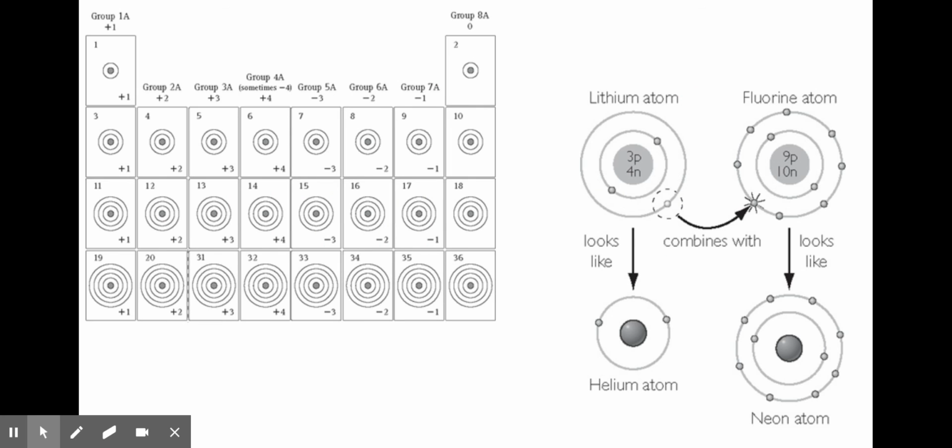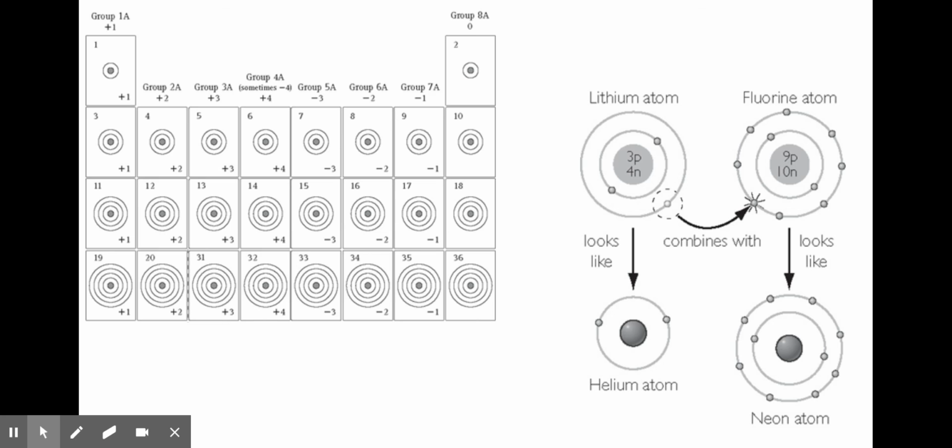This is kind of what your cards would look like, missing a few things such as the name. But you will notice everything in group 1A has a +1 charge. Everything in group 2A has a +2 charge. Everything in group 3A, or we can say this is group 13, has a +3 charge. 4A, we can gain or lose electrons. Most of the time, you're going to see it would have a +4 charge. In group 15 or 5A, we'll have a -3 charge. Group 16 or 6A, a -2 charge. Group 7A or 17, a -1 charge. And you will notice everything in group 8A, or group 18, has no charge.